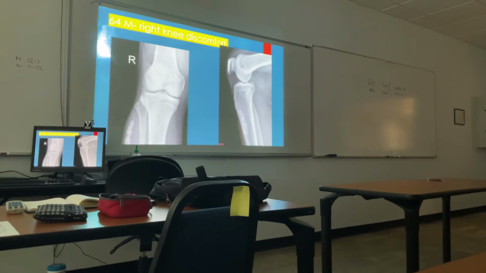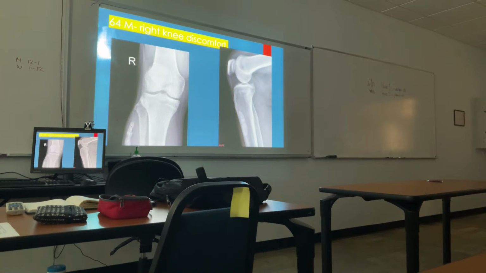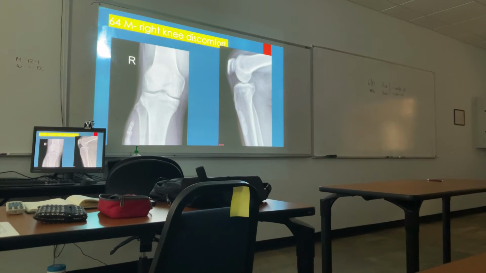No. The bone where, yeah, right there. Well, you're not seeing the complete outline of the patella. Is that the patella? Yeah, that's all. Okay.